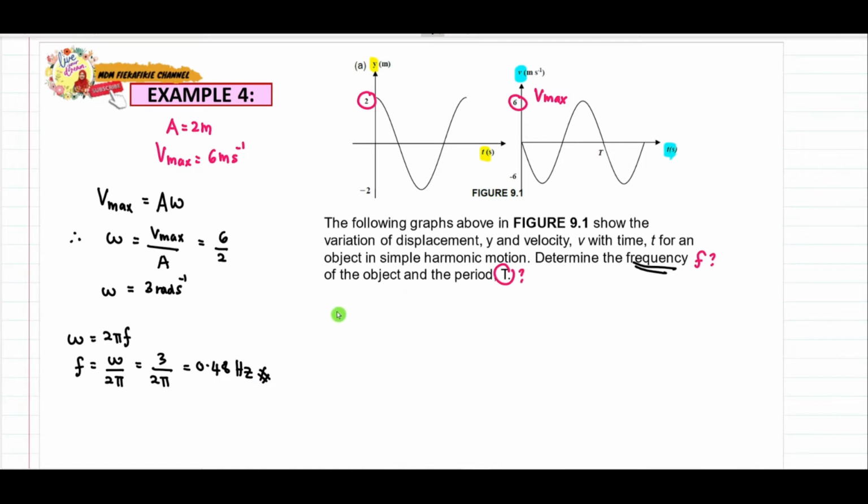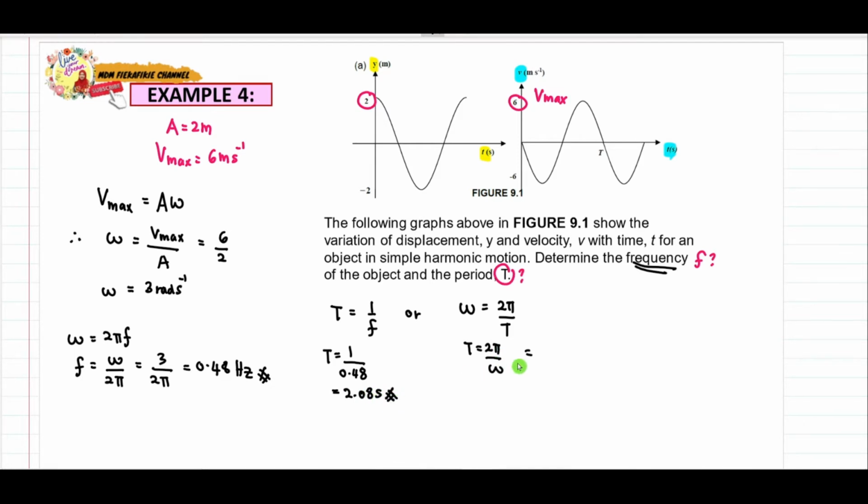And then the period, you can find T is equal to 1 over F, ataupun you kata you nak guna maklumat omega tadi, omega is equal to 2 pi over T. So T is equal to 2 pi over omega. Boleh, tak ada masalah. Ataupun you nak kata nak guna T equal to 1 over frequency, since frequency is equal to 0.48. Mana-mana pun boleh. So the answer should be equal to 2.08 seconds.